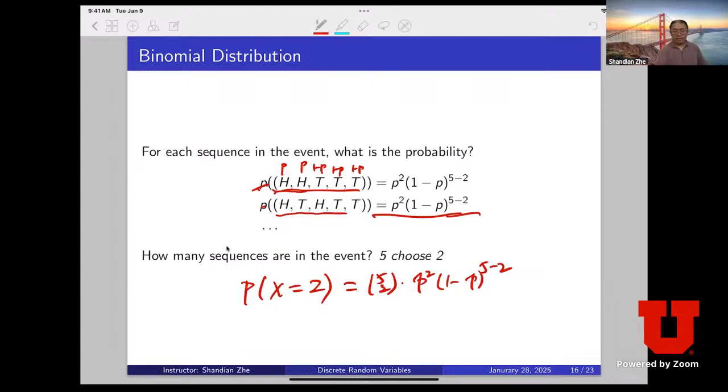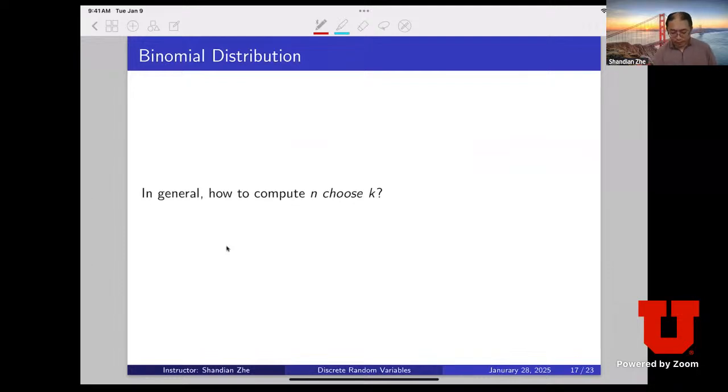Okay, now let's generalize to n and k. In general, we talk about the binomial distribution. You do n trials, and you want to look at the total number of successes. In other words, in the context of coin flipping, the total number of heads. So if you want to look at X equals k, it means I want to look at how many sequences in the sample space contain k heads.